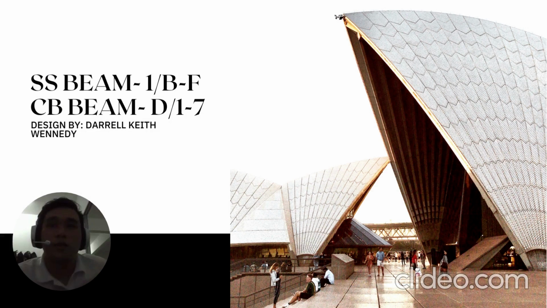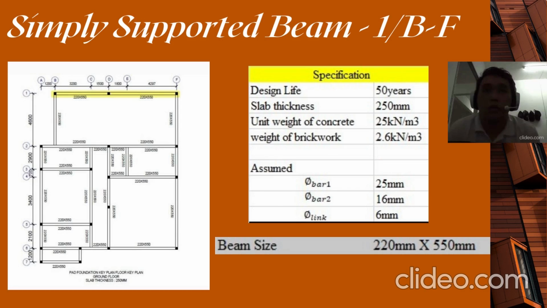So today I'm going to talk about the SS beam at the ground floor, which is 1 BF, and the CB beam, which is the first floor, D17. So today I'm going to talk about the simply supported beam for 1 B2F, which is my ground floor. And as you can see, the design life is 50 years.